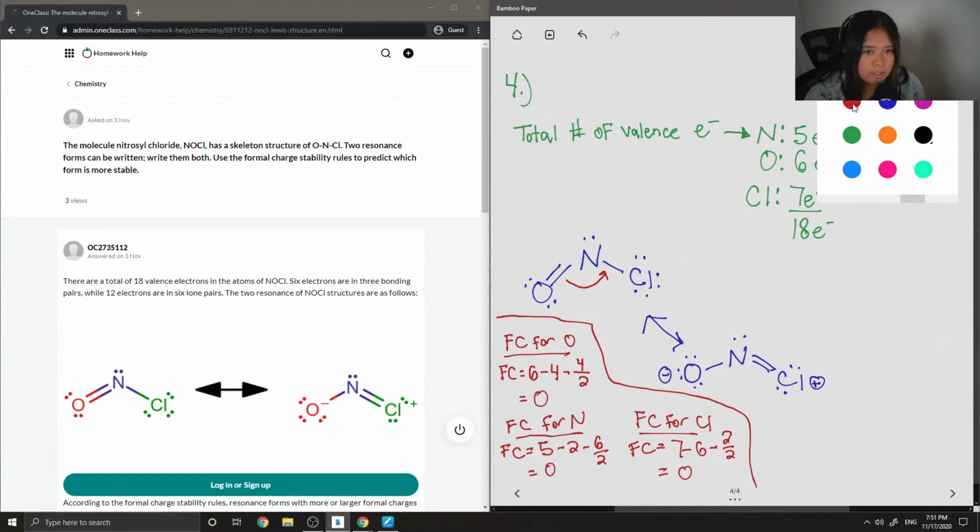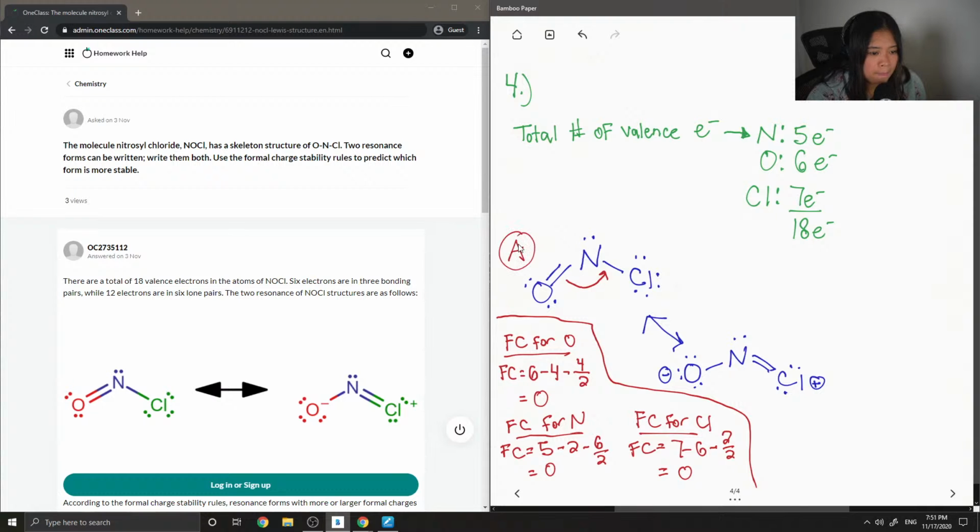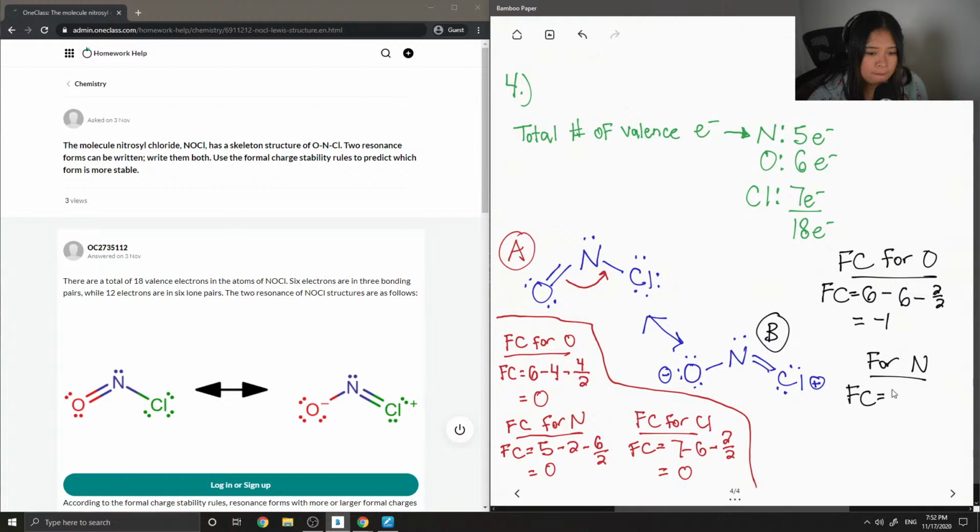So if we did the formal charges for our second compound, we will get different values. So for oxygen, it will be 6 minus 6 minus 2 over 2, which is -1. For nitrogen, it is 5 minus 2 minus 6 over 2, so this is still 0.